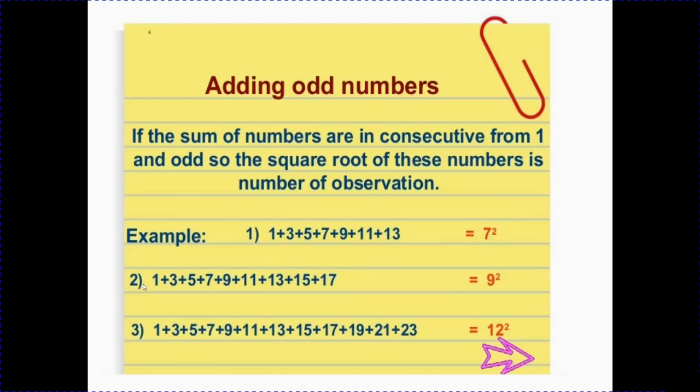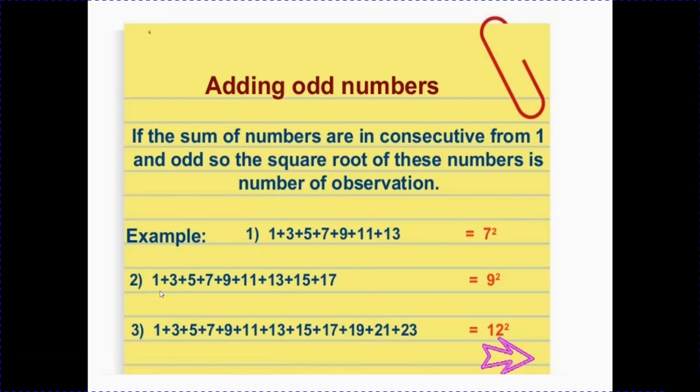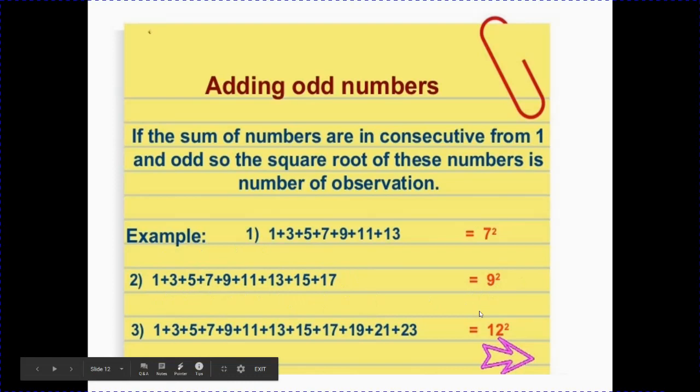Let's move to another example. 1 plus 3 plus 5 plus 7 plus 9 plus 11 plus 13 plus 15 plus 17 is 81. No need to add them at all. Just count the numbers. Count along with me: 1, 2, 3, 4, 5, 6, 7, 8, 9. So we get 9, and 9 to the power of 2 is 81. And so on. Now let's move to the next slide.